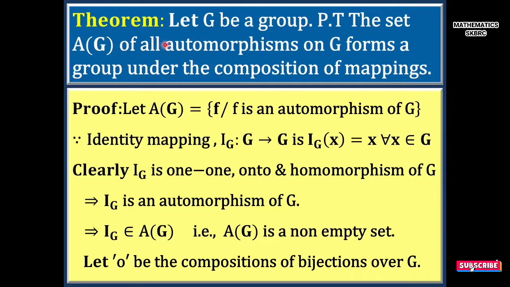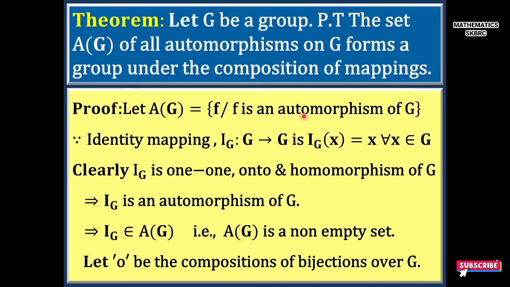Important theorem. Let G be a group. Prove that the set A(G) of all automorphisms on G forms a group under the composition of mappings. Let A(G) be the set of f such that f is an automorphism of G. f is an automorphism of G means f is an isomorphism of G. Here domain is equal to codomain is equal to G. That is, an isomorphism is itself an automorphism if domain is equal to codomain.